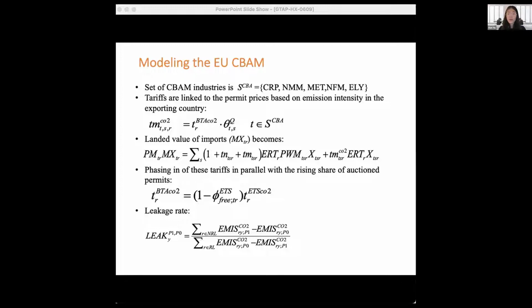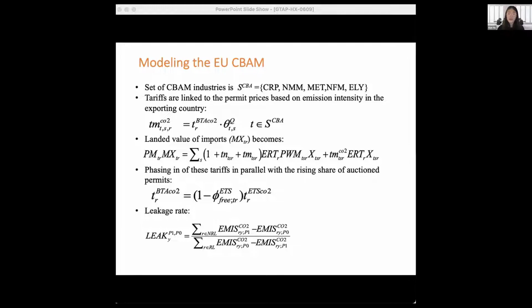So we get the tariff rate and calculate the landed value of imports, where PWM is the world price and PM is the landed price of imports. And we also consider the regular tariff TM and the non-tariff barrier equivalent TM.